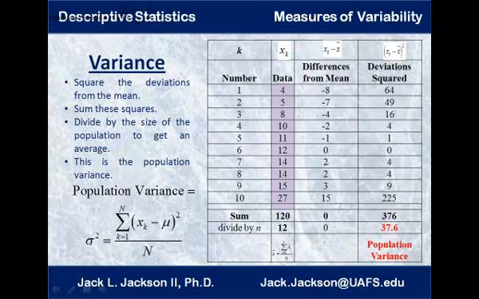This is a lowercase sigma here, and we actually use sigma squared for the variance, indicating that squaring that's going on that we had in the process. That's called the population variance.